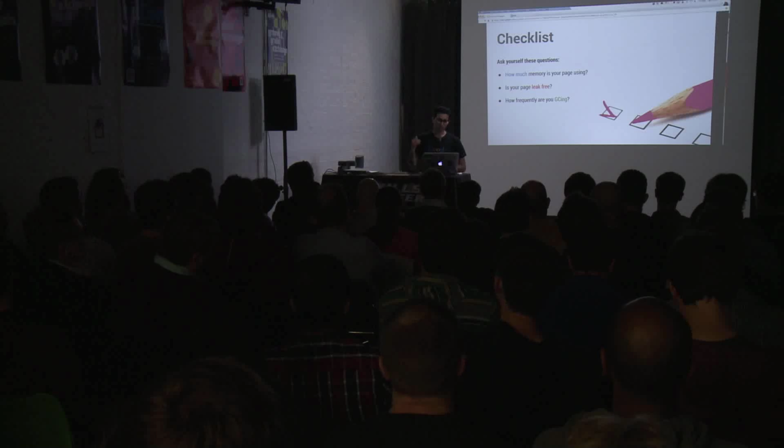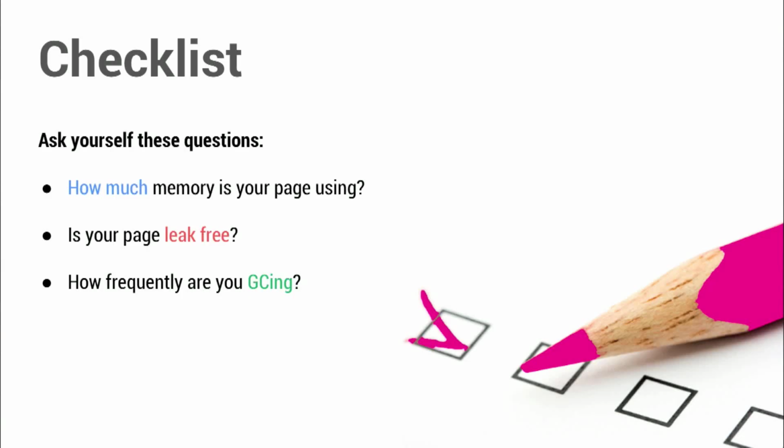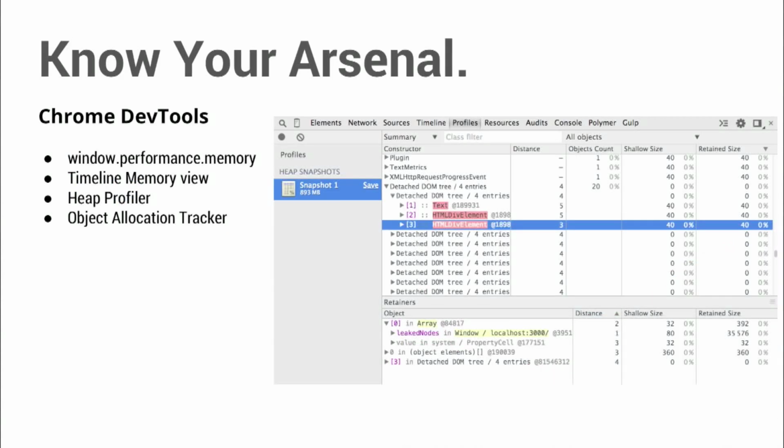Last thing to remember, ask yourself these questions if you think you have issues with your app's memory. How much memory is your page using? Is your page leak-free? How frequently are you GCing? Know your arsenal. Make sure that you know the profiling tools inside of things like Chrome, and also look at the Firefox DevTools and other DevTools that are out there. So know your arsenal. Hopefully, at least one or two people in this room are excited about the idea of having a better grip on memory profiling.